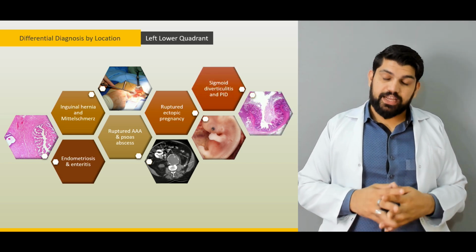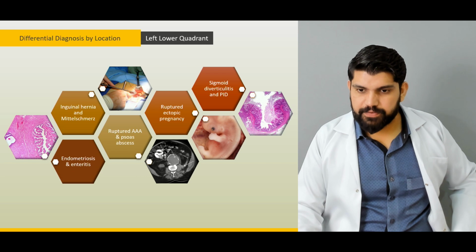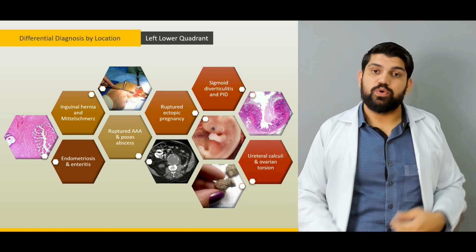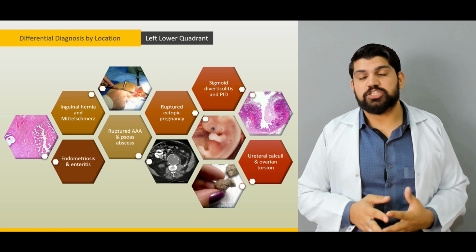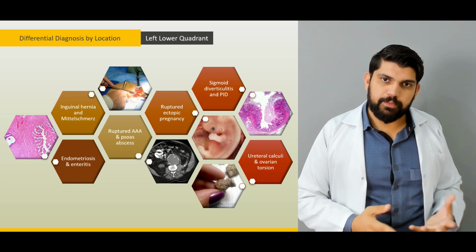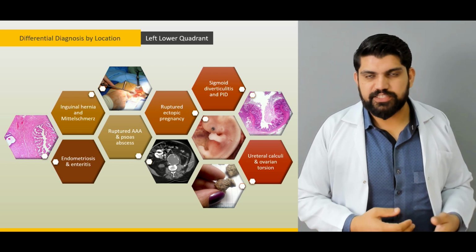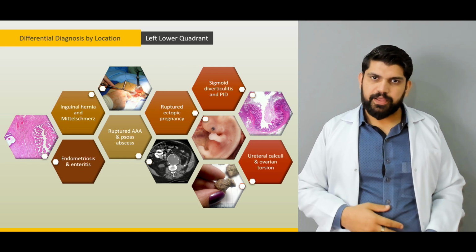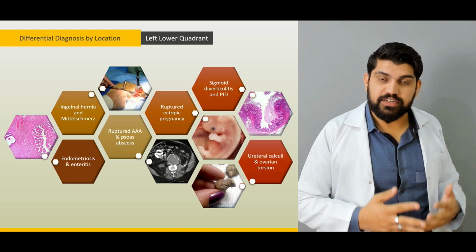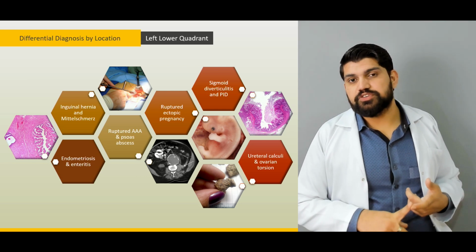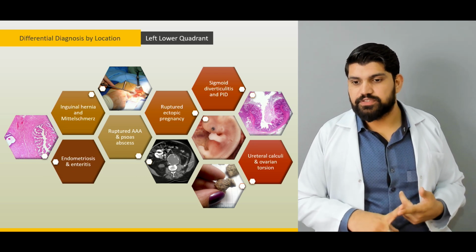Sigmoid diverticulitis and pelvic inflammatory diseases can also present with left lower quadrant pain. Again, ovarian torsion is a high-yield emergency and you need to explore as soon as possible. If you're not timely, you lose the ovaries. You might have to proceed to oophorectomy and other procedures to get rid of that ovary. But if the patient presents within time and you're suspecting ovarian torsion, urgent surgery is required. You need to manipulate and make things right for that patient.